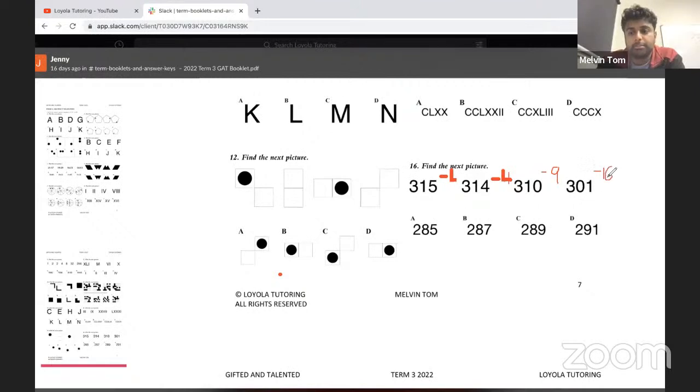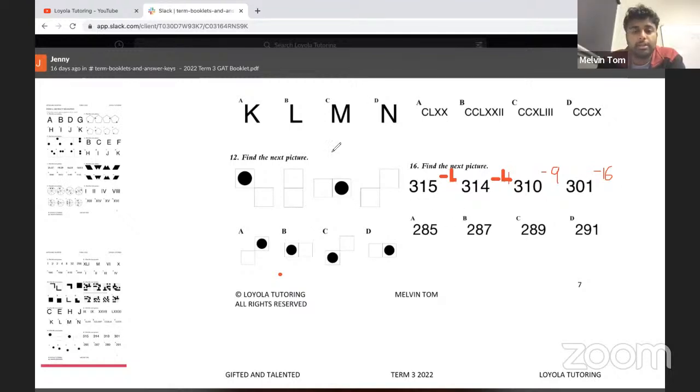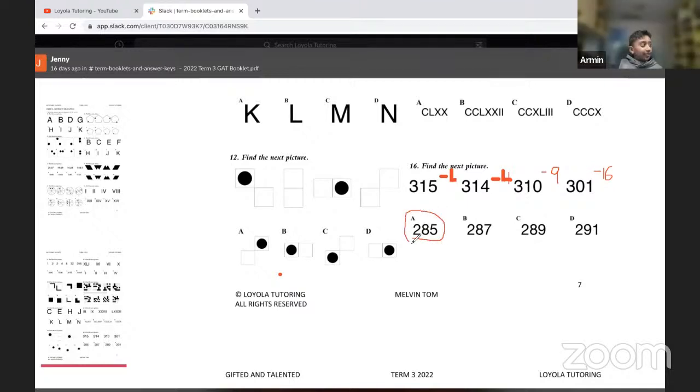That definitely works. But do you know what's special about these numbers? 1, 4, 9, 16? They're square numbers. Good. They're square numbers. Awesome. So you're still right, Niranjan. I just wanted everyone to draw attention to the fact that they're all square numbers. Okay. So 301 minus 16, it is 285. Is it 285? Yeah.